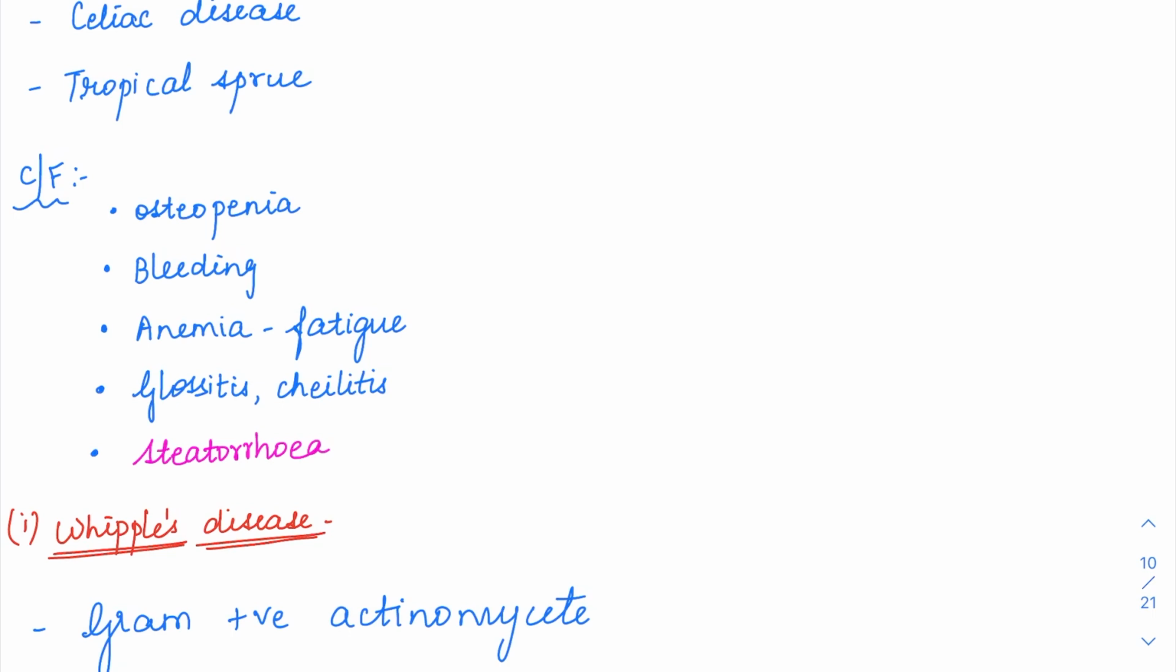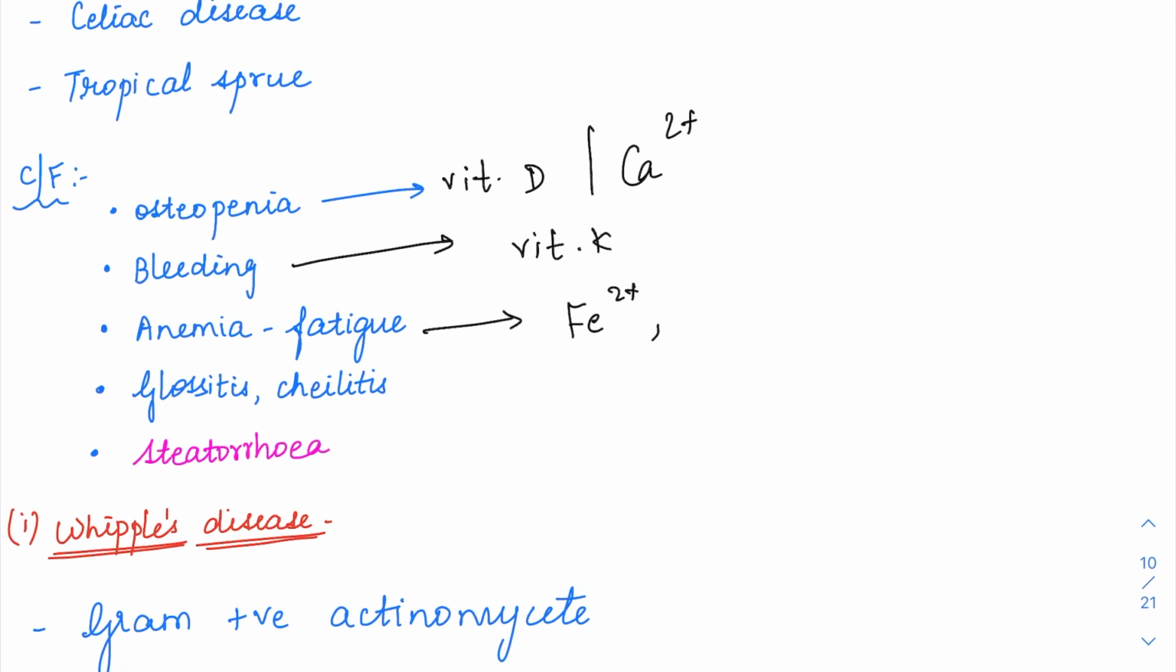Since there is going to be malabsorption of various vitamins and minerals, it is going to cause symptoms based on the deficiency. Osteopenia will be there due to vitamin D and calcium deficiency. The patient can also present with bleeding as a result of vitamin K deficiency, and anemia as a result of iron, vitamin B12, or even folic acid malabsorption. All of this can lead to anemia.